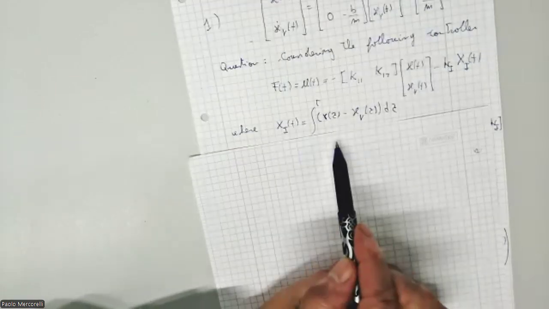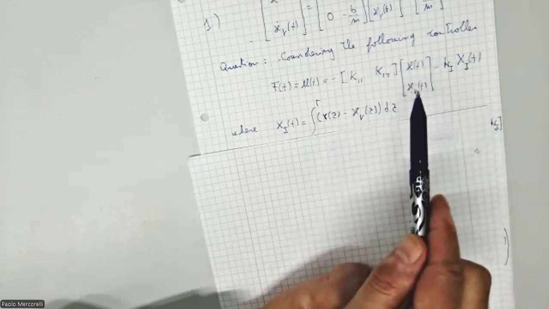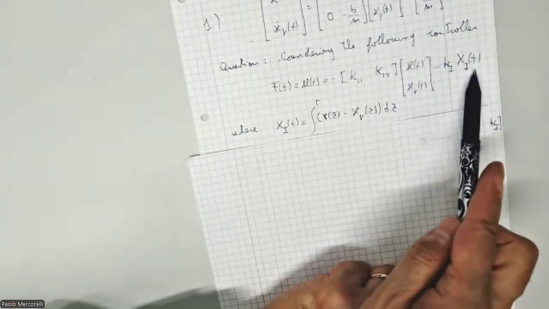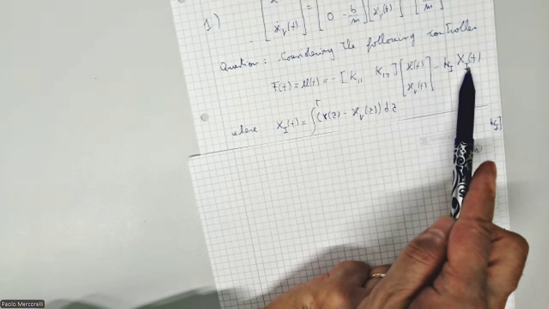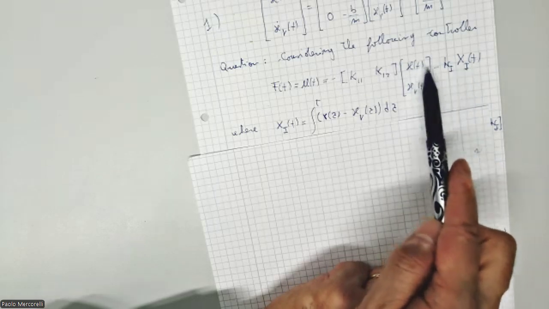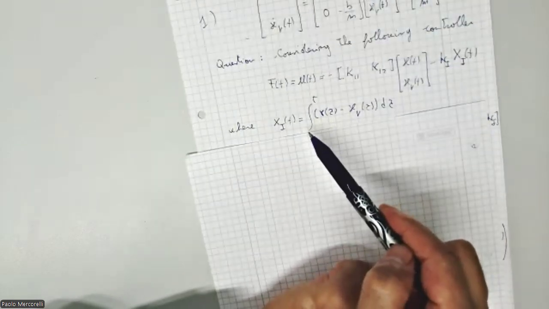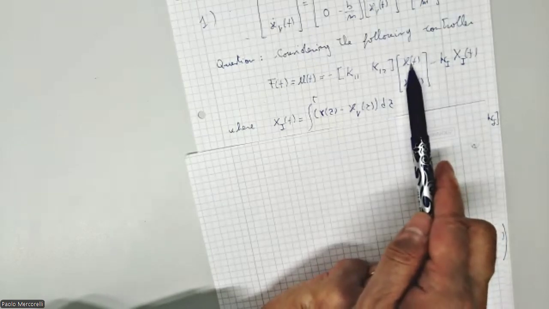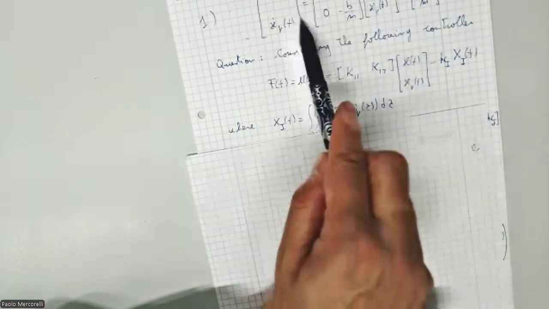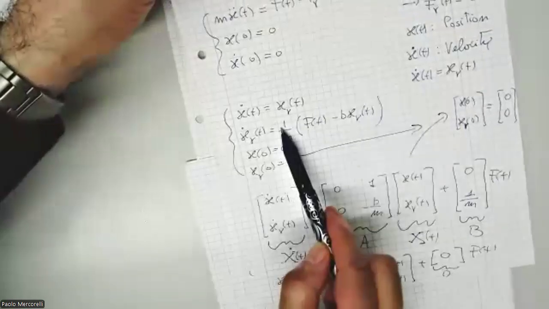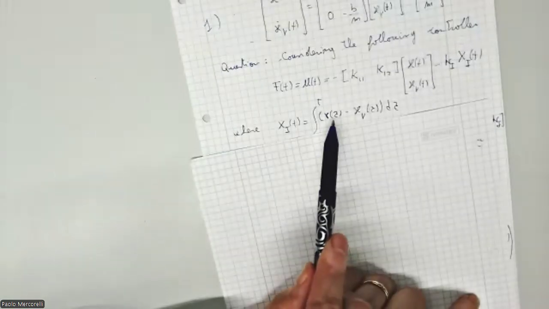We can see directly from them. So we have basically now three states: X, XV, and Xi. All three are characterized by integrals. X is the integral of XV. XV is the integral of the second equation. Xi is the integral of the error. The error between what? R of t is the reference signal.